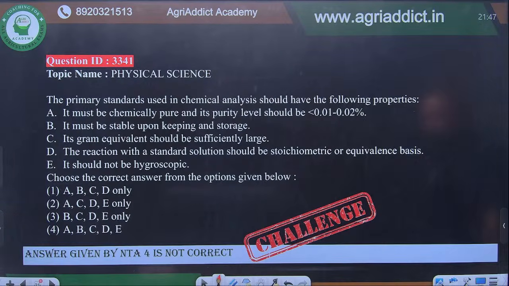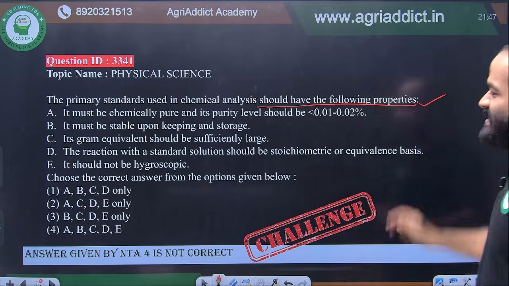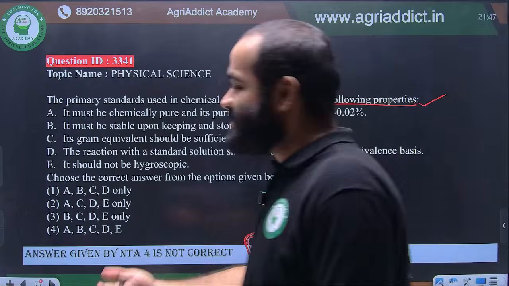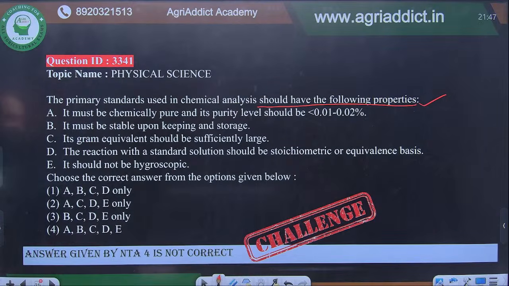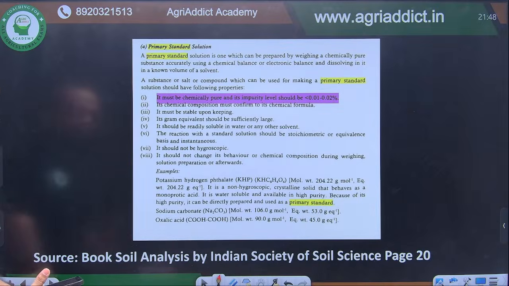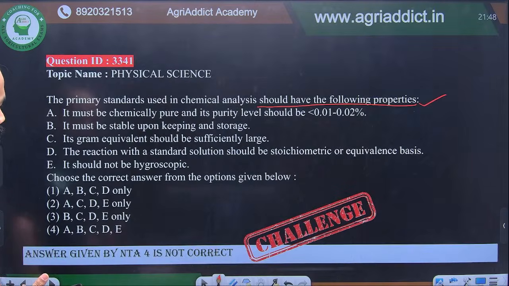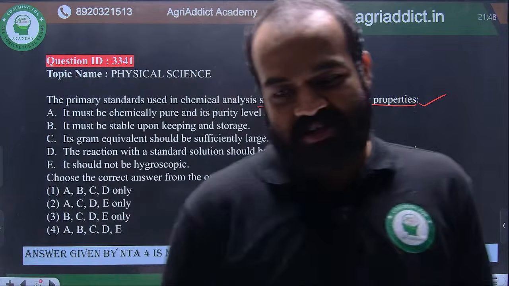So in this question also, the primary standards used in chemical analysis should have the following properties. We were just reading this in the previous ASRB and PhD class a few hours back. It must be chemically pure, and its purity level should be less than 0.01, 0.02%. It must be stable upon keeping and storage. Its gram equivalent should be sufficiently large. The reaction with a standard solution should be stoichiometric or on equivalence basis. All right. This is a nice question, I must say.